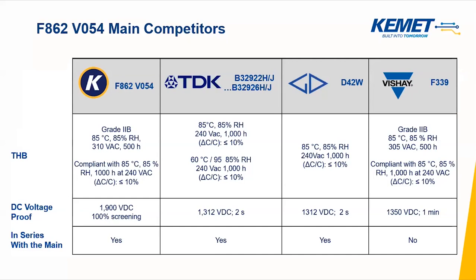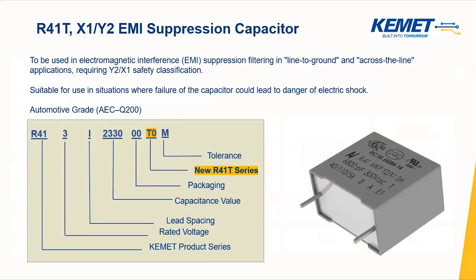Apart from this, the DC voltage proof test that we do in our facilities is also rated at higher DC voltage, 1900 volt DC, if we compare it with TDK or GD or even Vishay. Apart from this main classification, the KEMET series can also be used for applications where the capacitor needs to be connected in series with the mains. It's also true for TDK and GD, whereas Vishay's F339 series cannot be used in series with the mains applications. Okay, so that was more or less about our X2 capacitor series F862V054.